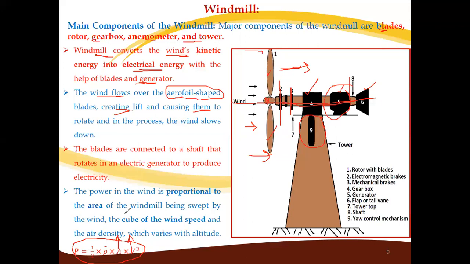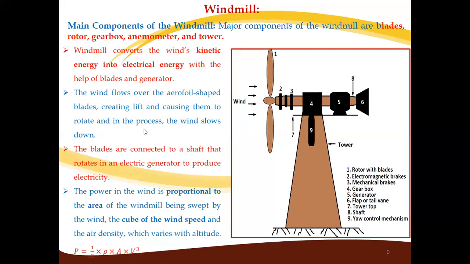And the next one is air density. Now air density is constant. It can vary a little bit at high altitude or low altitude. So mainly it is based on your area and volume. So the power of this windmill is proportional to the area, then the cube of the wind speed, and the air density. Now we will see the different parts of the windmill and the working principle behind the windmill, and the function of the windmill.